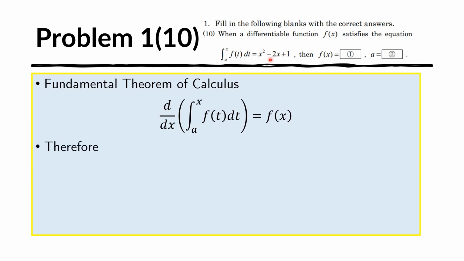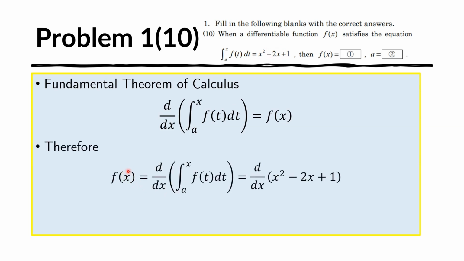And let's do that. So f of x now, from the fundamental theorem of calculus, we differentiate this, and this expression is equal to this, so we differentiate this. This is just 2x minus 2. So f of x is 2x minus 2.